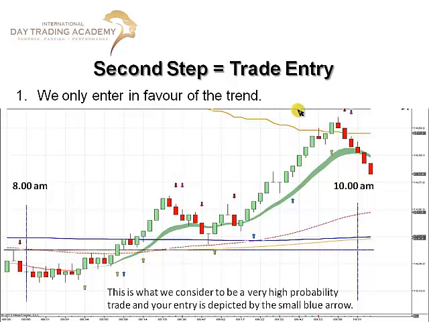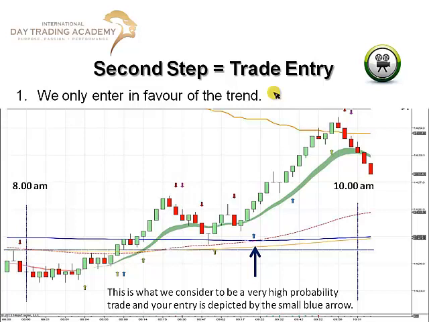Now, one of the best trades on this screen, ladies and gents, is one I'm just highlighting for you here. This is what we consider to be a very high probability trade. Not only have we got a little arrow depicting our entry, but we've actually got a beautiful stair step in place, and we're moving with the overall direction or trend of the market. So you can see what we're actually doing is building up multiple reasons to trade this market long.